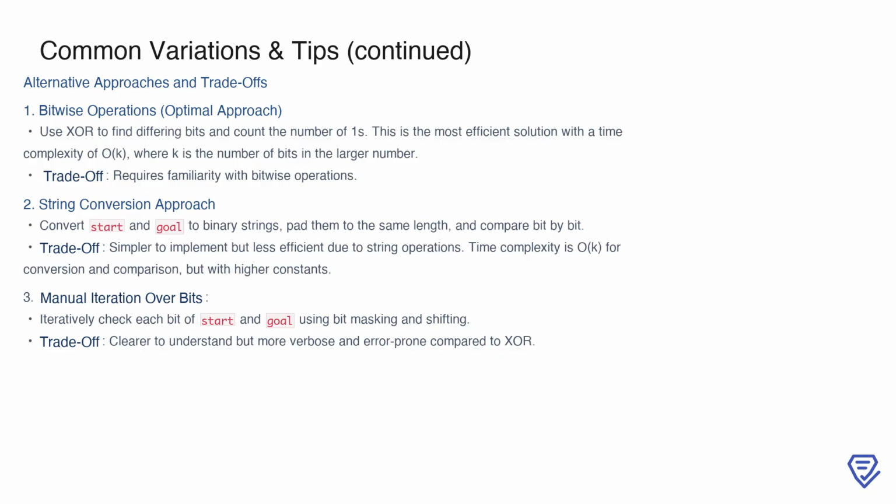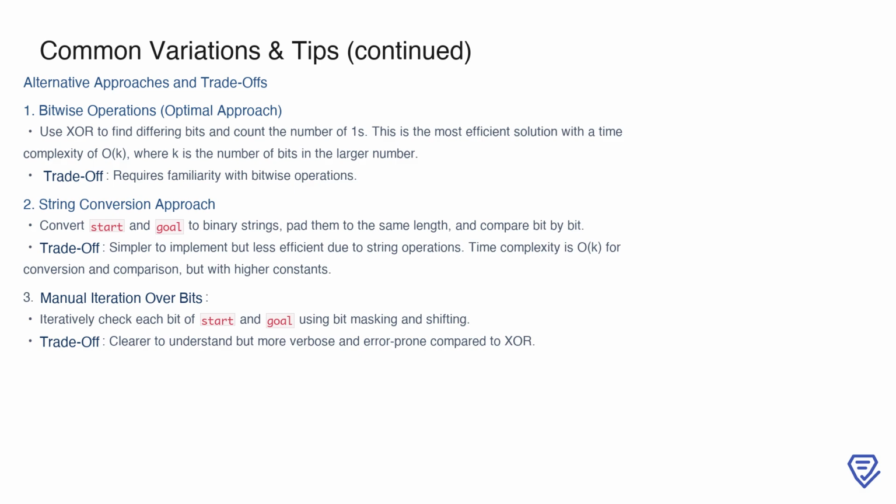There are multiple approaches to solving this problem, each with its own trade-offs. The optimal approach relies on bitwise operations. By using XOR to identify differing bits and counting the resultant ones, you achieve the best efficiency with a time complexity of O(k), where k is the number of bits in the larger number. The trade-off here is that it requires a solid understanding of bitwise operators.